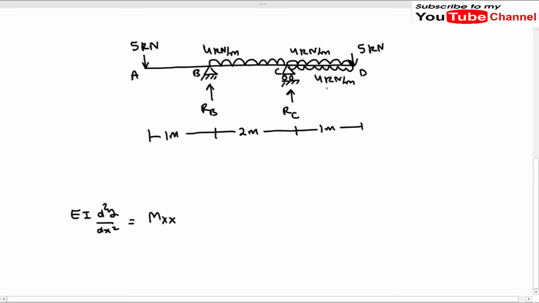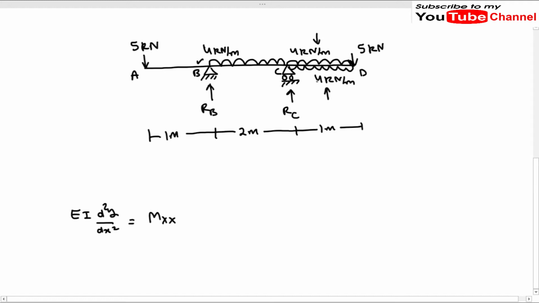Okay, and this UDL, as you can see, is acting upward, and the UDL which I have applied on the upside of the beam is acting downward. So what I have done, I have made the UDL which is starting from point B to D continuous. And how I have done this, I have just applied two UDLs. One is on the upside of the segment CD, and one is on the downward side of the CD.